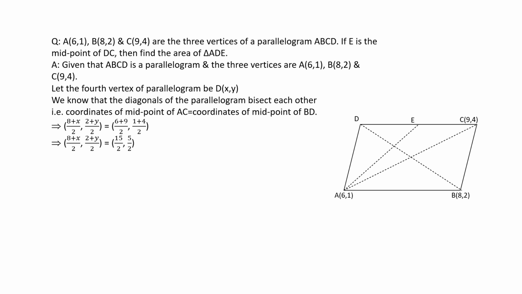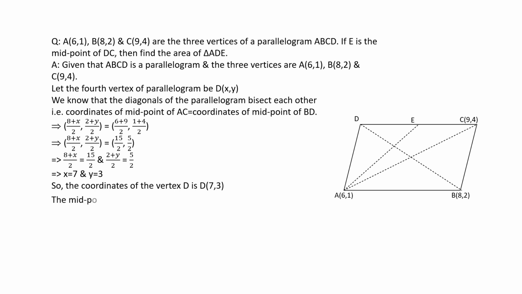Now equating the respective coordinates, we get (8+x)/2 equals 15/2 and (2+y)/2 equals 5/2, which implies x equals 7 and y equals 3. So we got the coordinates of the point D. The coordinates of vertex D are (7, 3).